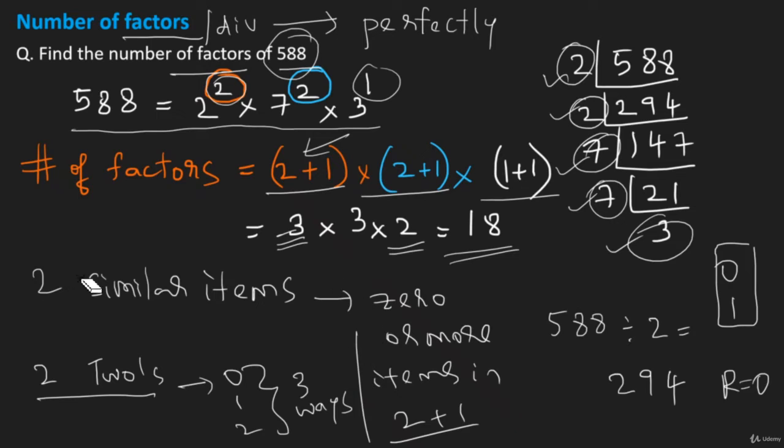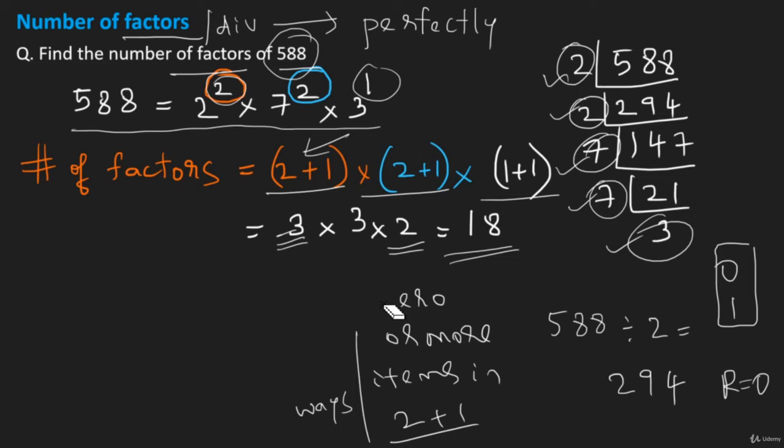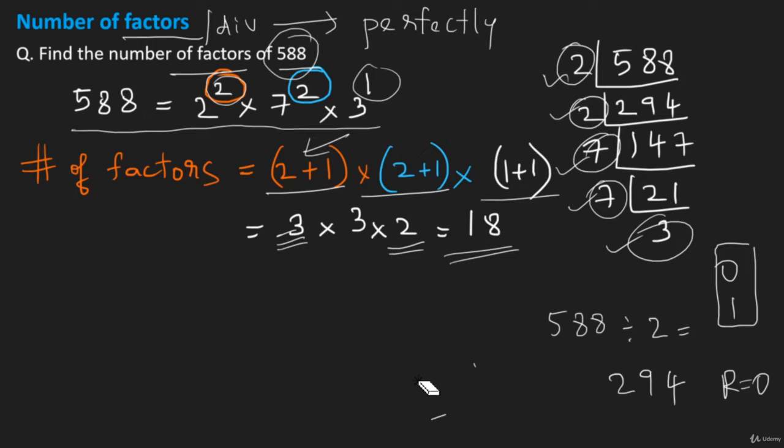All right, so let me make some space. Let's quickly revise how to find the number of factors of any given number. You need to prime factorize the given number. That's your step 1. After that you need to write it like this, check the powers, add every power with 1 and multiply them among themselves.